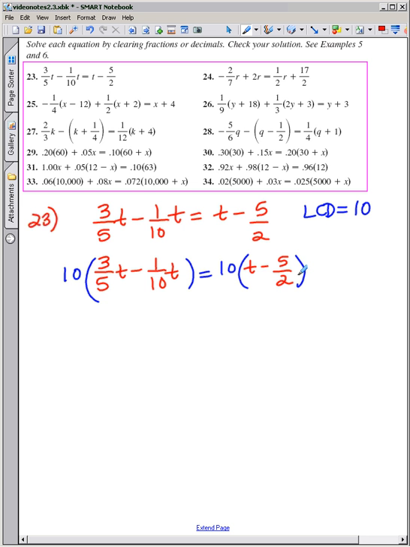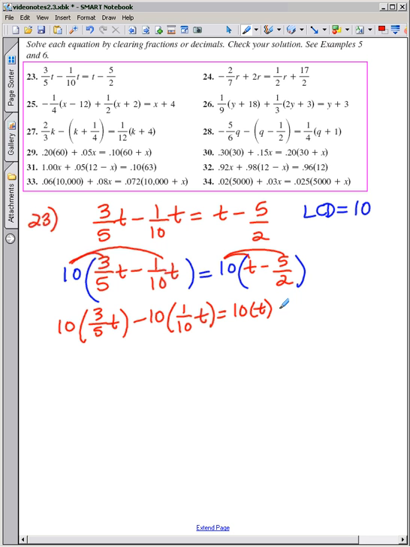And in so doing, the 10 will actually distribute to each term of the equation. So instead of writing it like this initially, you could have just taken every single term and multiplied it by 10. I'll do that here just so you can see what it would look like. So we really have 10 times 3/5 t minus 10 times 1/10 t is equal to 10 times t minus 10 times 5/2. Now the reason for multiplying by 10 is that you don't want to have any fractions. So you want to eliminate the fractions in this step.